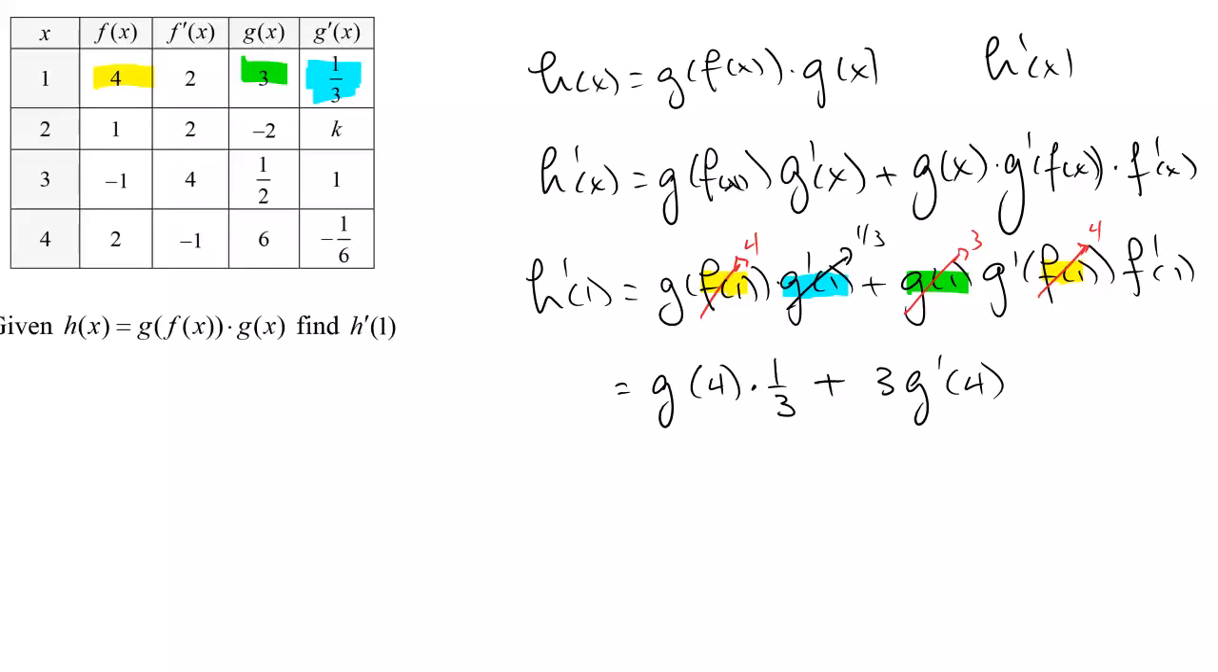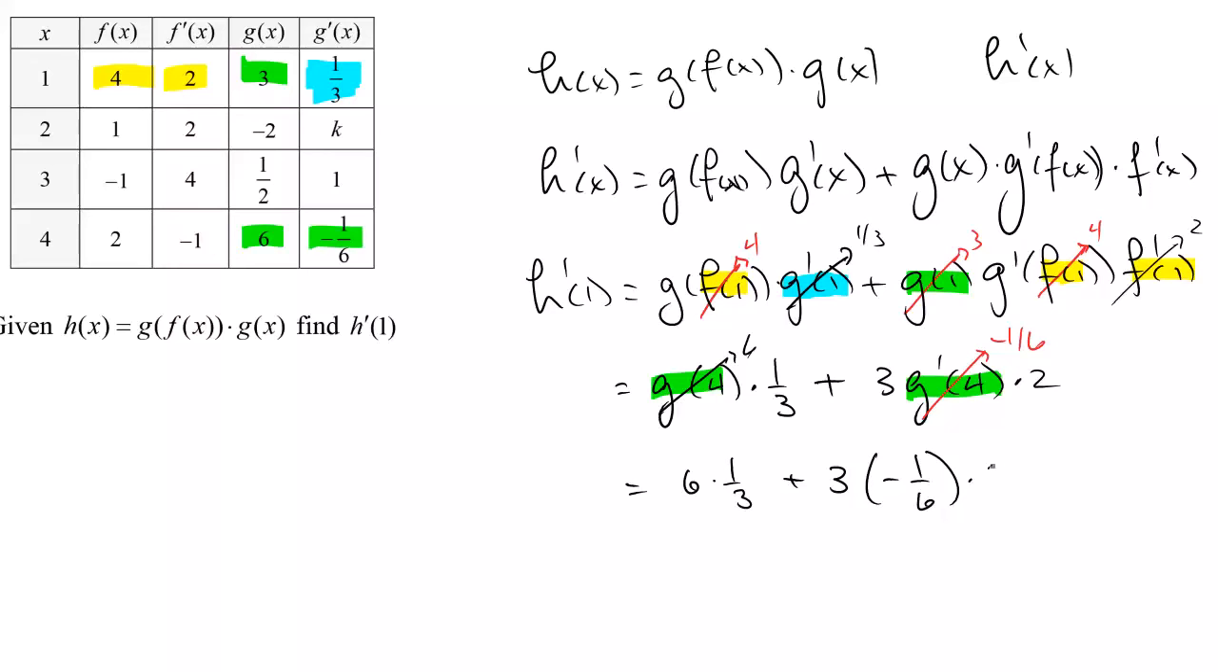And now I've got f prime of 1, and I've run out of colors, so I'll go back to yellow again. f prime of 1 is going to be 1, and f prime of 1 is going to be 2. Now a couple more things that I need to evaluate. g of 4, go down to 4, go over to g, and I've got a value of 6. So I've got 6 times 1/3 plus 3 times, and I need to go and evaluate g prime of 4. Again, go down to 4, go over to g prime, which is -1/6. And I will plug that in, -1/6, and don't forget we have that too.